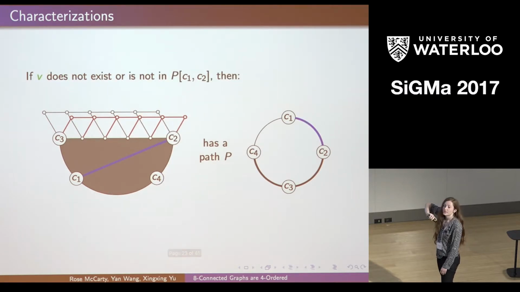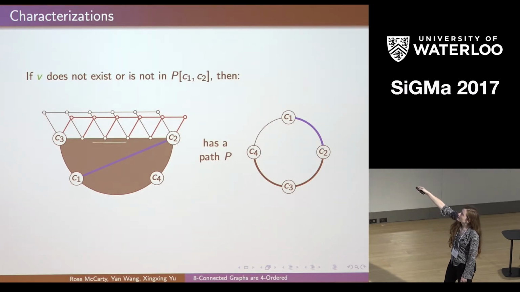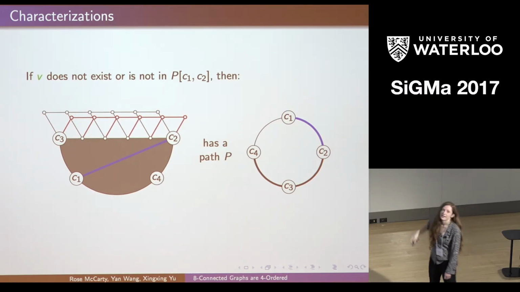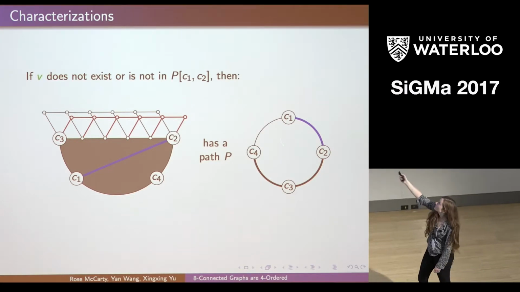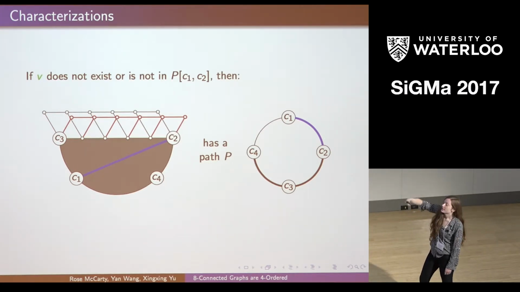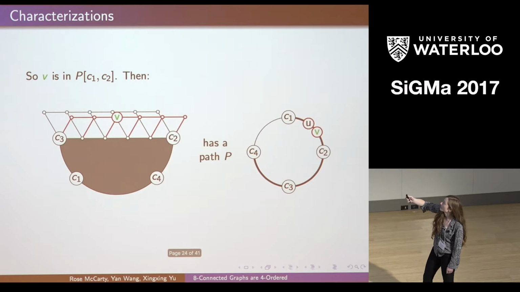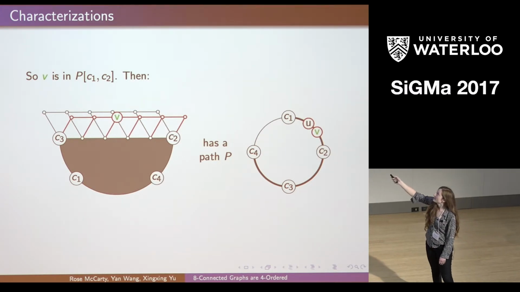Now, if this vertex does not exist and all vertices in the path are in the planar part, or if V is simply not in this blue subpath, then the blue subpath separates C3 from C4, which is of course a contradiction because we know that once we remove this path, there's still a C3, C4 path. So that shows that V must in fact be in this blue part. Right, so V is in this part right here.